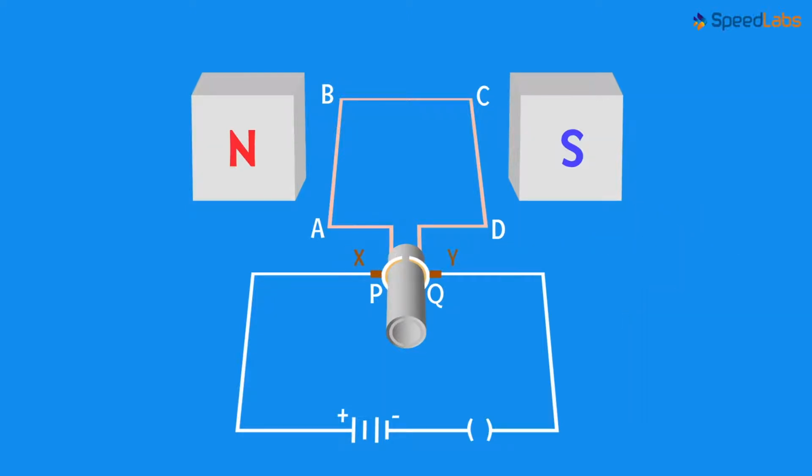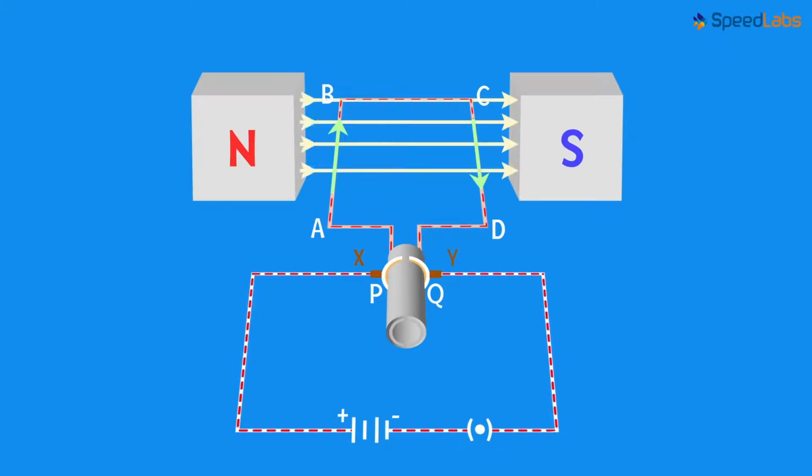And there's a circuit here with a battery and a plug key. Now when the plug key is closed, how will the current flow? It will go through this brush X, then through this coil and from Y back to the source. Now if we look at side AB, we see that the current is flowing from A to B. And on the side CD, it's flowing from side C to D. And as we know, the magnetic field is in the direction from the left to the right.